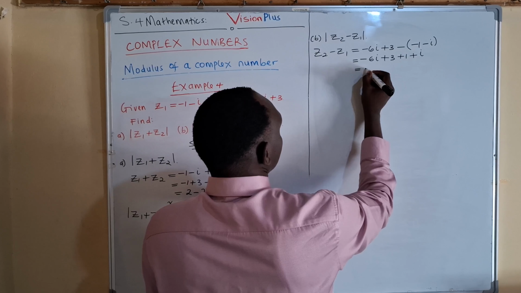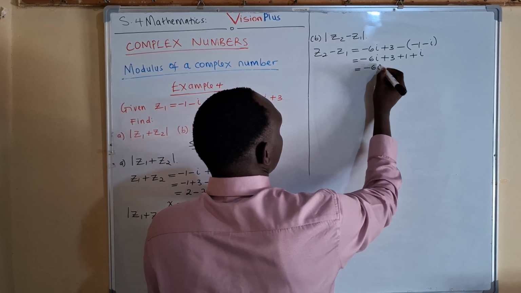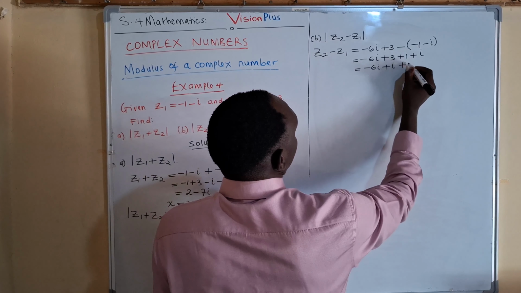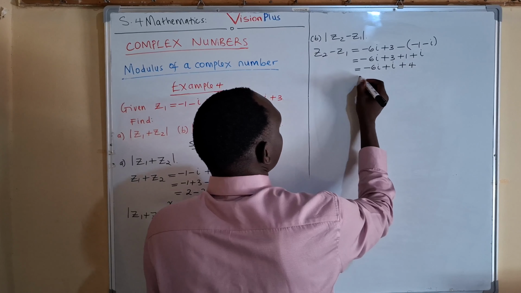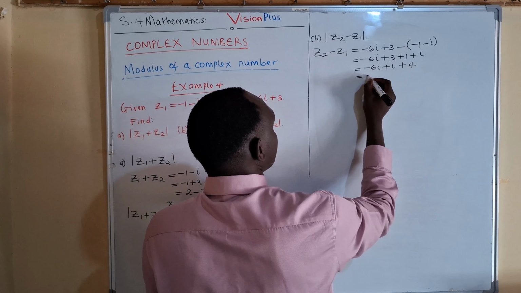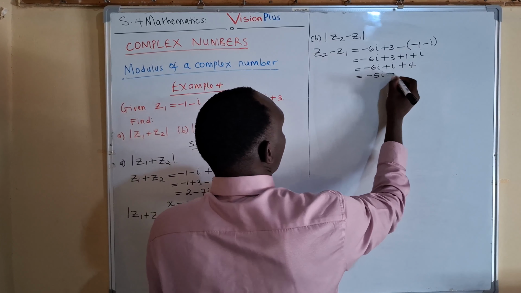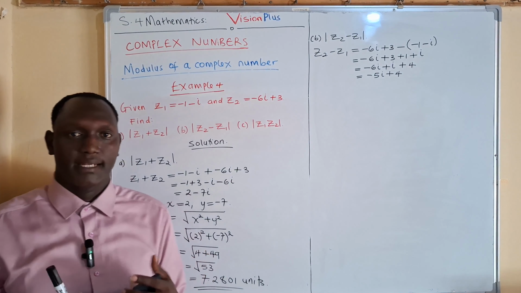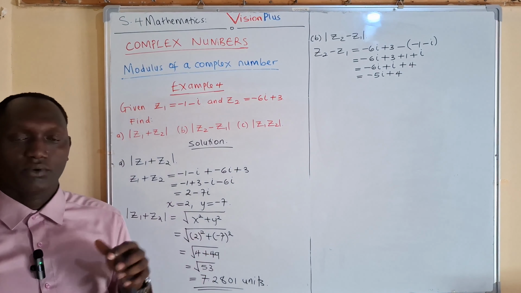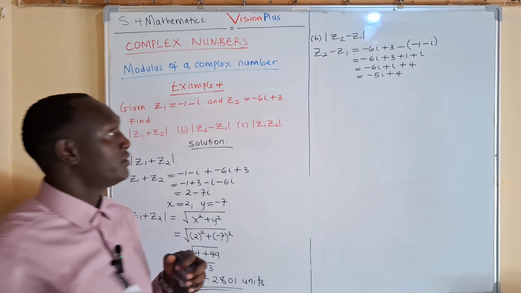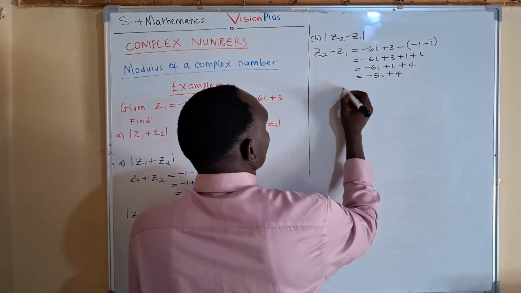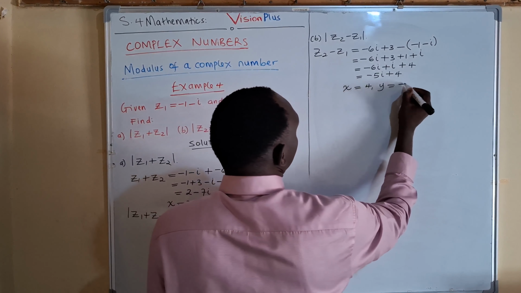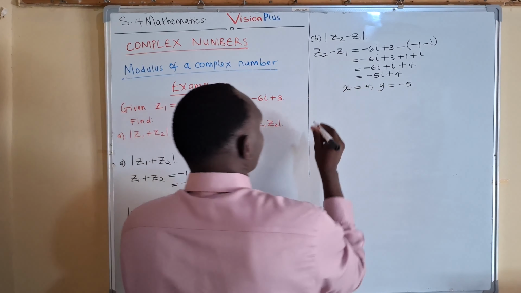Then we collect the like terms. This means we shall have negative 6I plus I plus, what is 3 plus 1? That is simply 4. Negative 6I plus I is negative 5I, plus 4. So that is Z2 minus Z1. But we are looking for the magnitude of Z2 minus Z1. Therefore, what is X? X is the real part, which is 4. What is Y? Y here is negative 5. You should be okay with that by now.